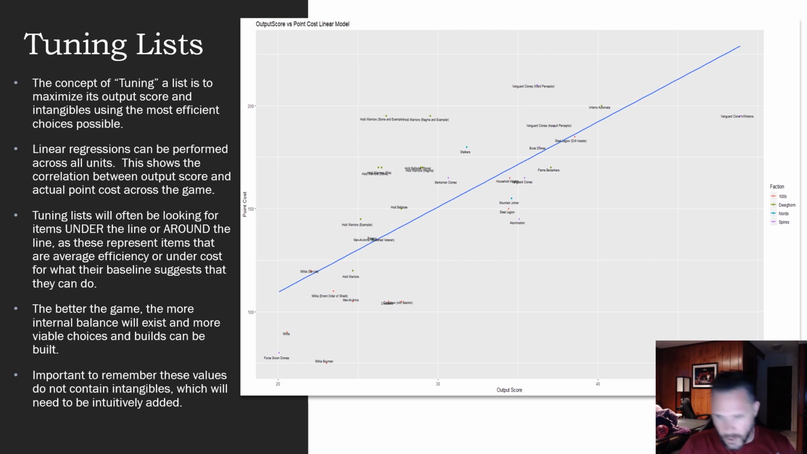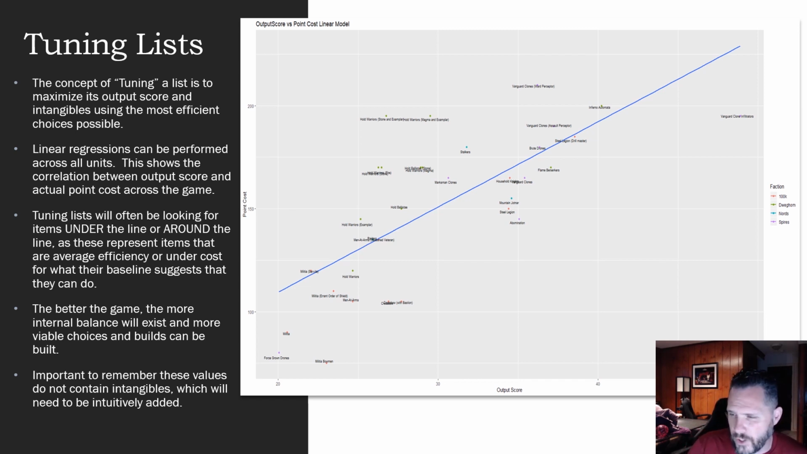This right here is a linear regression chart that I have used on all of the units in the game so far. This is just to demonstrate the output score on the bottom versus the point cost. What it should be is, if I pay 10 points, I should get around 10 output or whatever. Things like that go up in a linear fashion. Well, in games, that's not always the case.